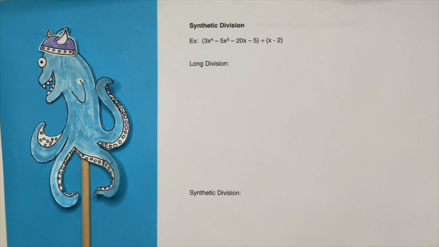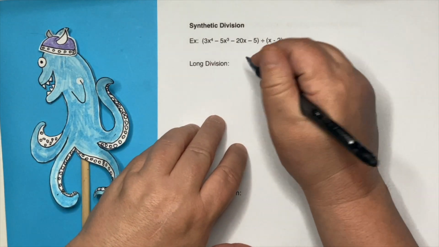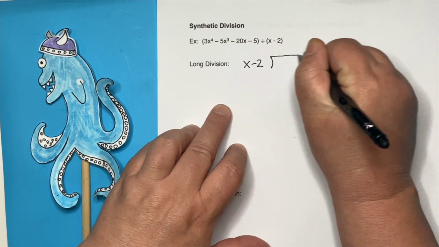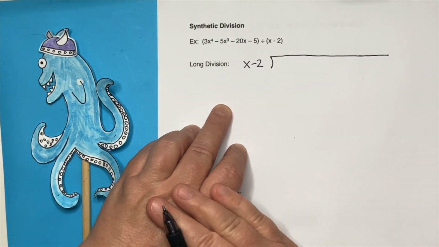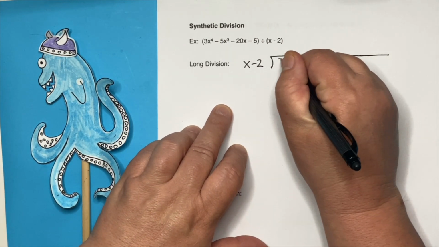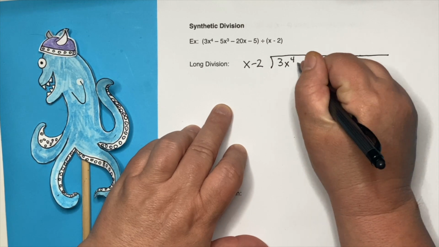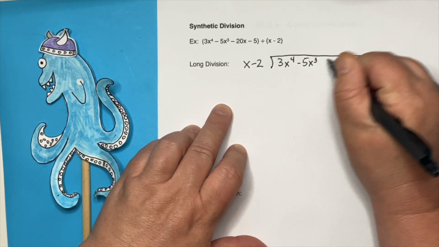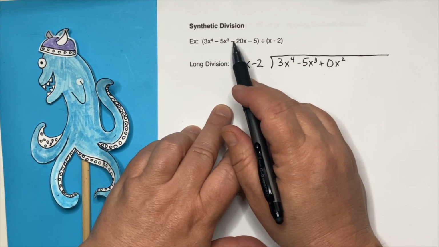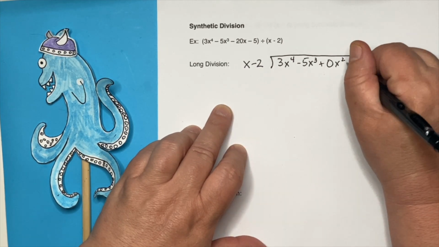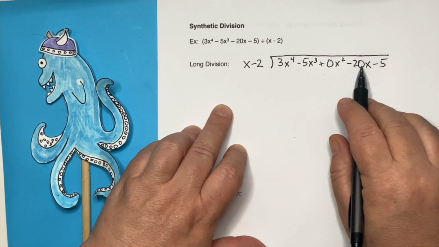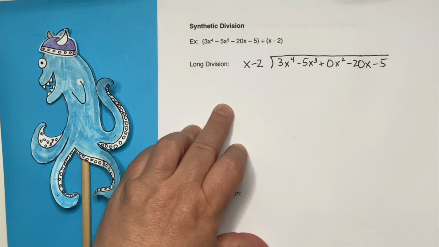Now, there is something called long division, which is the division we were doing earlier in the previous videos. And that's where I go ahead and write out division the way you're probably used to seeing it. I've got 3x to the 4th minus 5x cubed plus 0x squared. Remember that sneaky thing we do if there's a missing term? Minus 20x minus 5.